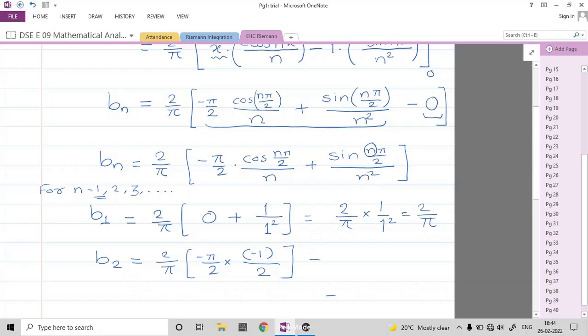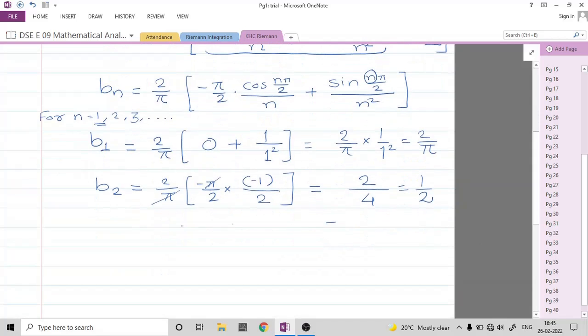So let us simplify this. Value of b2, this pi gets cancelled. Negative, negative, you will get a positive number. 2 upon 2 into 2, 4, that is 1 by 2. So likewise you can obtain further values. Okay, so for odd numbers n equal to 1, 3, 5, the cosine term becomes 0 and the sine term will give you either plus 1. In next b3 it is minus 1. For b5 again plus 1, b7 again minus 1, alternate plus minus 1.